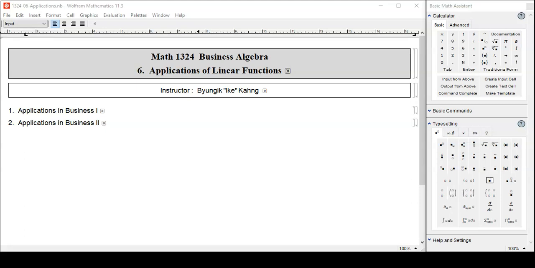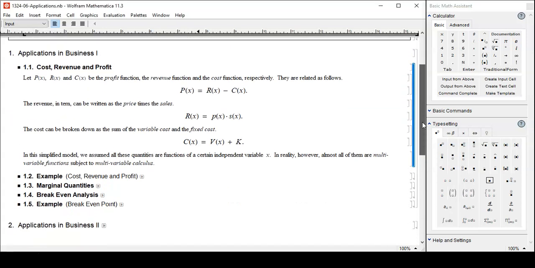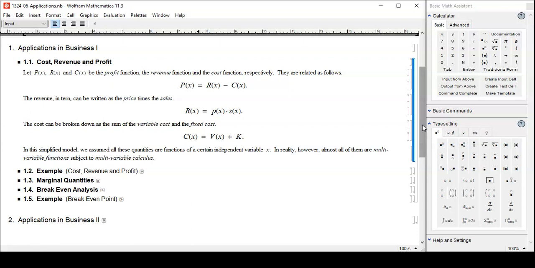Hello Business Algebra students, let's begin Lesson 6, Applications of Linear Functions, especially in business. Okay, here we go. The first topic we are going to discuss is cost, revenue, and profit.